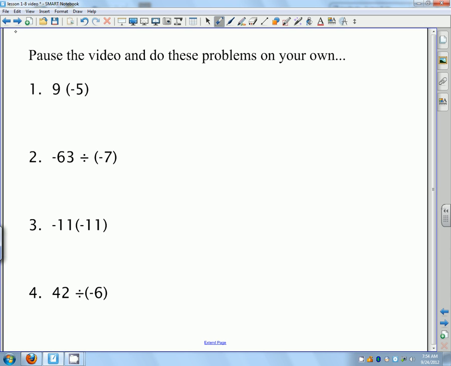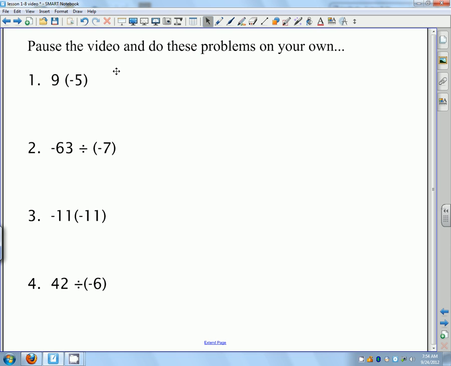All right, and now pause the video and do these problems on your own. There's only 4, so try these problems and then we'll go over. All right, so we have 9 times negative 5. So this is a positive 9 times a negative. So a positive and a negative make a negative 45 for my answer. I only have 1 negative sign, so my answer is negative.